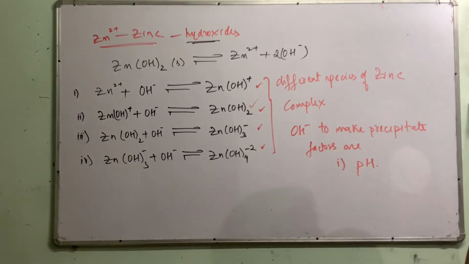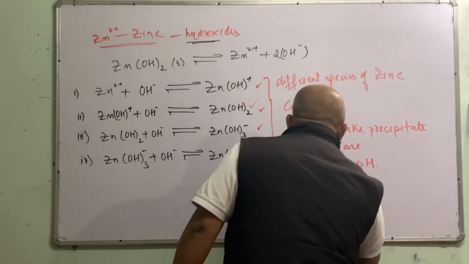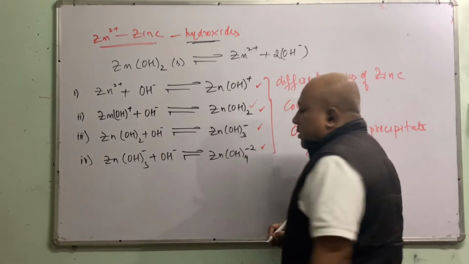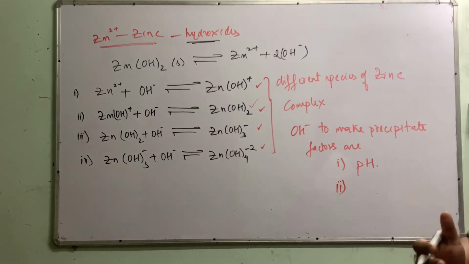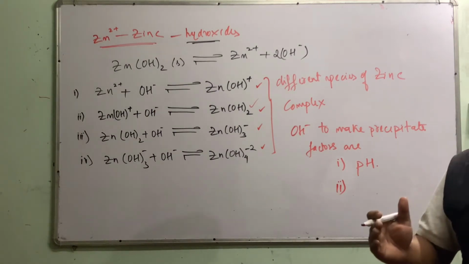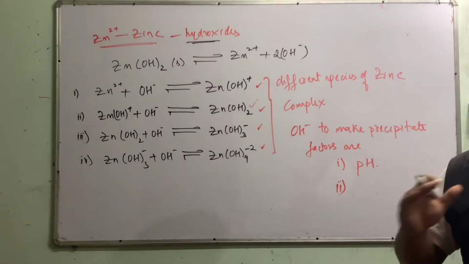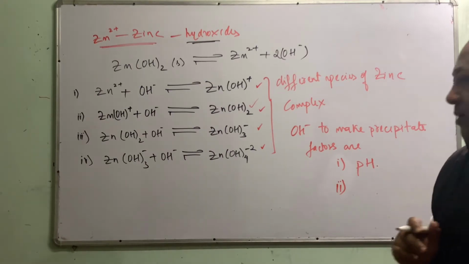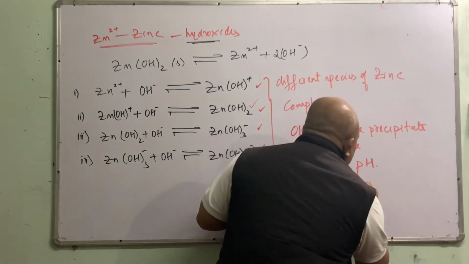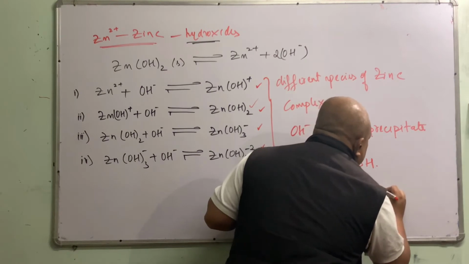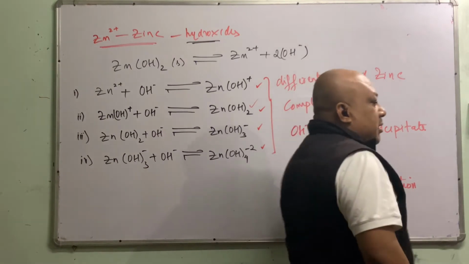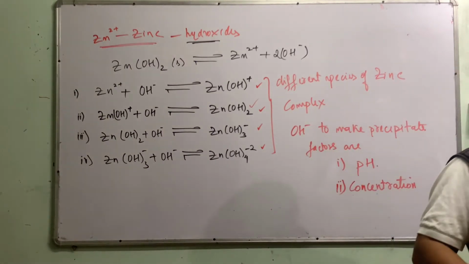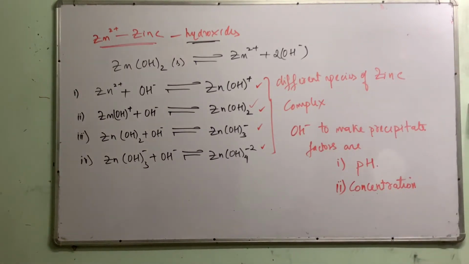Number two, it is not that at a pH of, say, 8, zinc will precipitate all the time. Another factor is there, called concentration. With a very, very high zinc ion concentration, the solubility may be more or less.